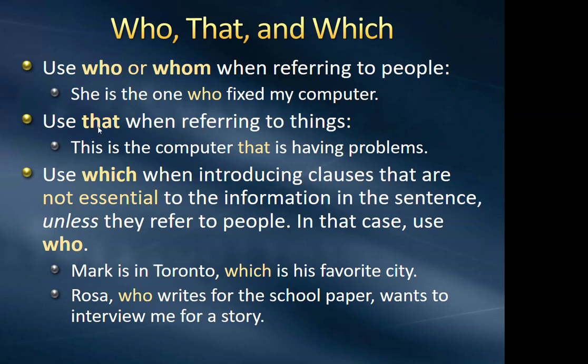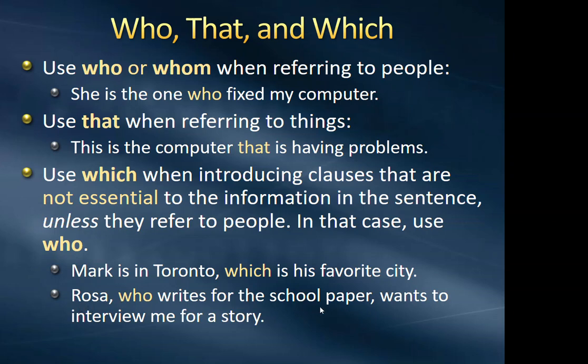Okay. You use which when you're introducing clauses that are not essential to the information in the sentence, unless they refer to people, then you'd use who. But which is introducing non-essential information. As we learned earlier, when we introduce non-essential information, we're going to be using commas. So when we use the word which, we're going to be using commas. Let's look at a couple of examples. Mark is in Toronto, which is his favorite city. So this is non-essential. It's introduced with which, so you use a comma.